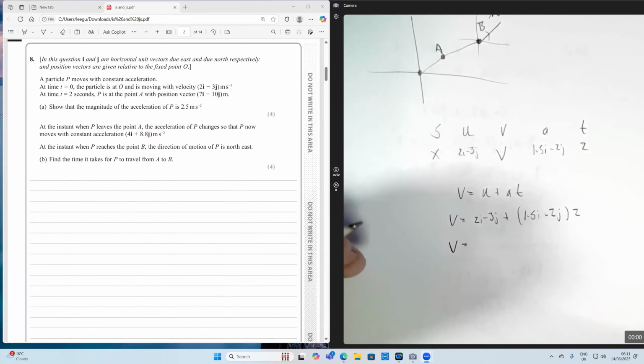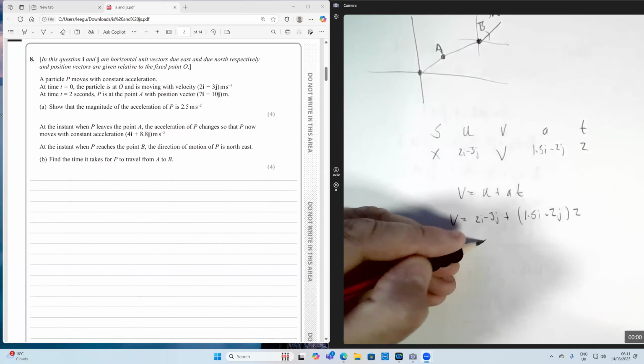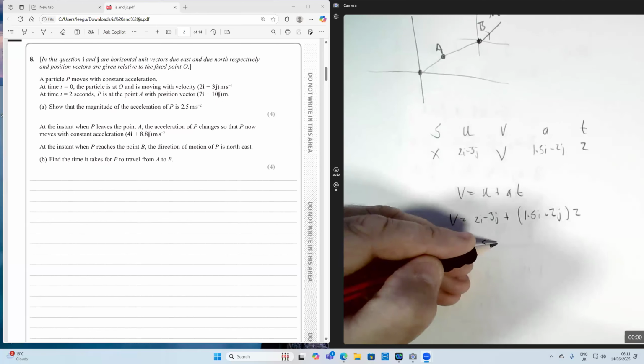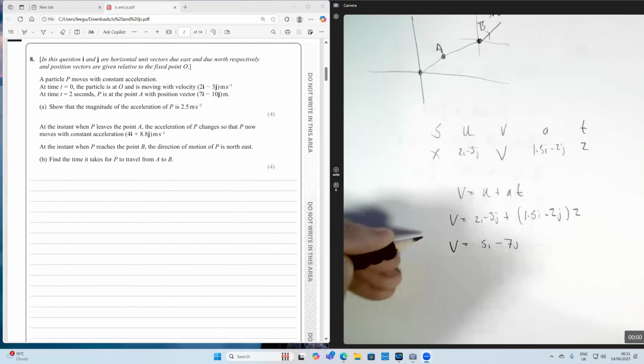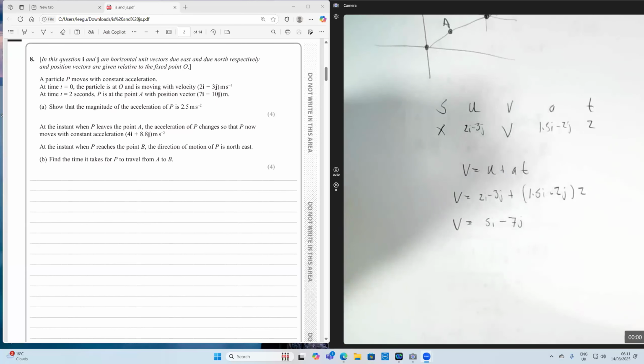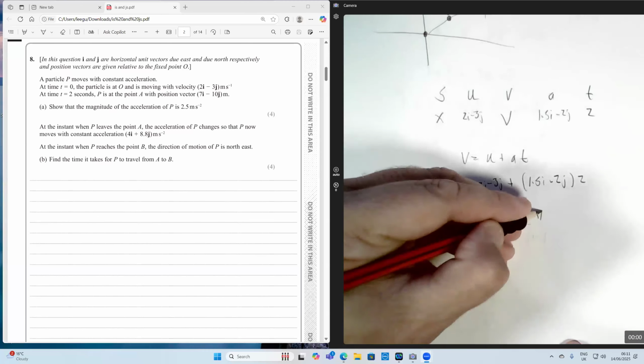Okay, so that's how we're going to find our velocity. So what's that going to give us? That is going to give us 2 add 3 is 5i, and then minus 3 minus 4 is minus 7j. So that's the velocity as it reaches A, in meters per second.